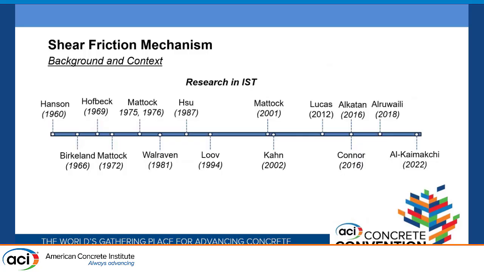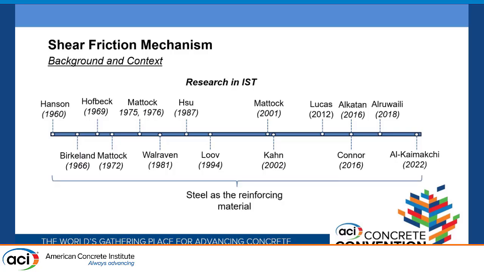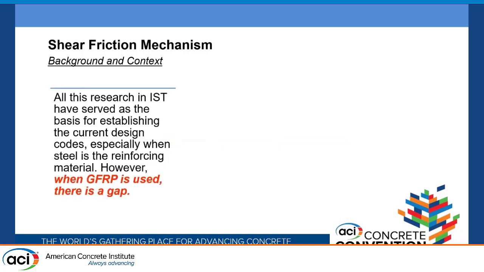In this slide you can see the years since the interface shear transfer mechanism has been studied, about 6 decades, and here are some of the most important contributions on the topic. Nevertheless, in all this research there has been one common factor, and that factor is the use of steel as a reinforcing material. So only in the last decades, a few of them have attempted to study the contribution of GFRP to the interface shear transfer capacity.